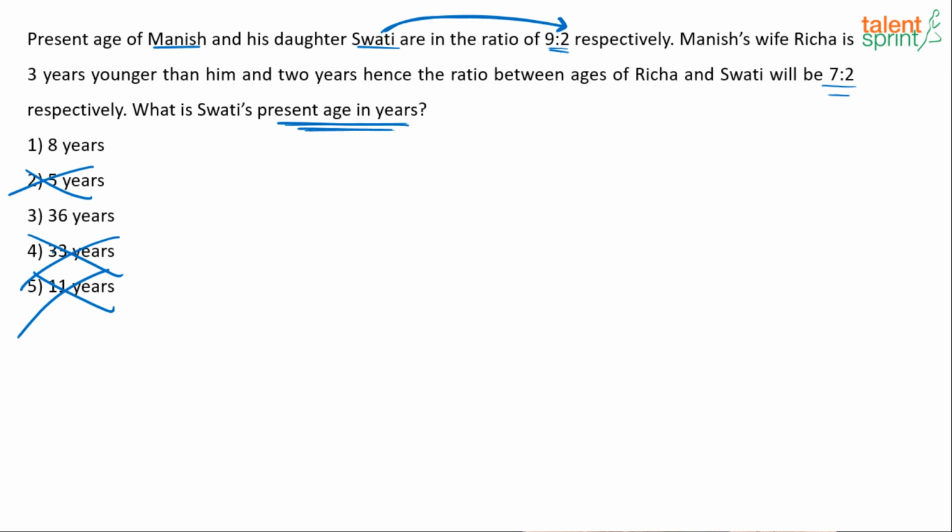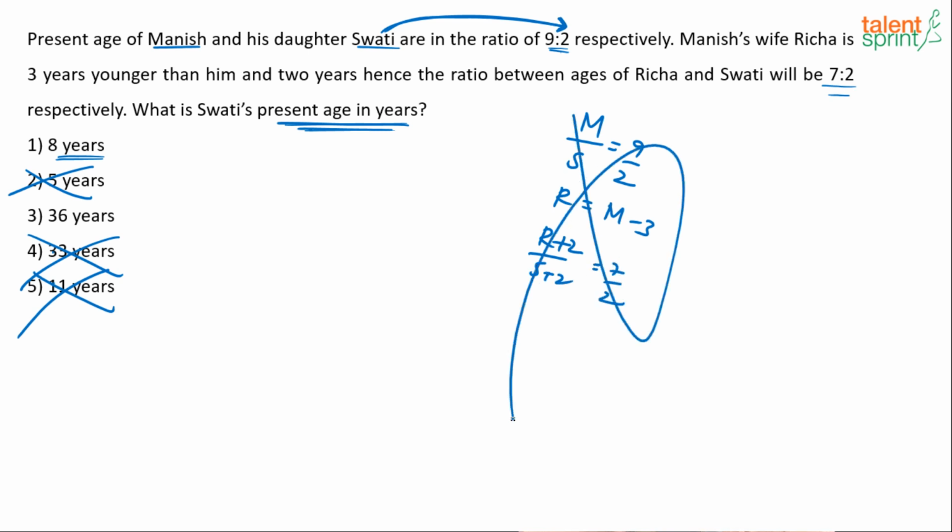So let's assume option A is correct. Option 1 is correct. That's what I usually do. Instead of solving the equations, even now I would not want to go for equations. Equations are what? M by S equals 9 by 2. R is equal to M minus 3. And then, (R plus 2) by (S plus 2) equals 7 by 2. These are the equations, but I don't want to deal with those equations. Having done this elimination, what do I do now?